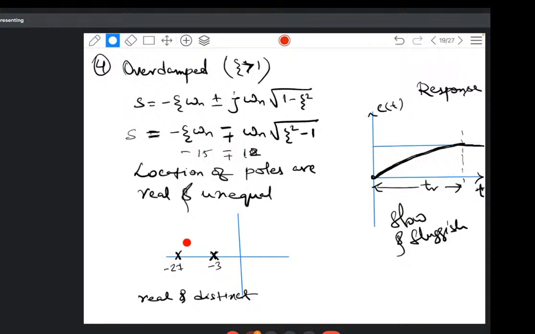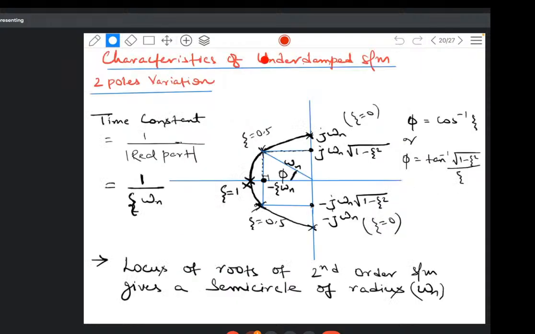So let us move ahead and see, because only 2 topics are left here, and then we'll do the numerical part. So see here, characteristics of underdamped system. Here we are watching 2-pole variation only, because we are dealing with the second order underdamped system. So definitely 2-pole variation only we'll see.